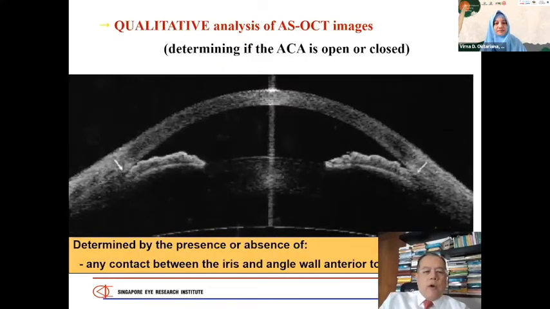So in this image, if you follow the inner curvature of the cornea and the inner curvature of the sclera, they meet at the scleral spur. And you can see here on the left that there is contact of the iris anterior to the scleral spur. And this is where you assume is the trabecular meshwork, and so this is angle closure.